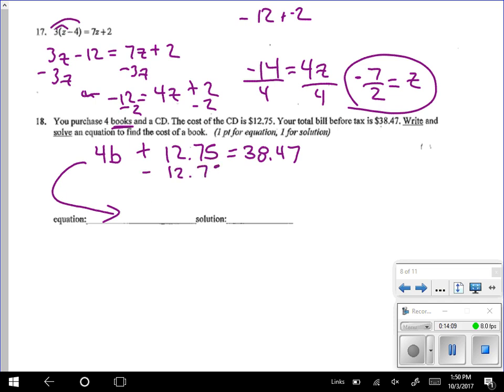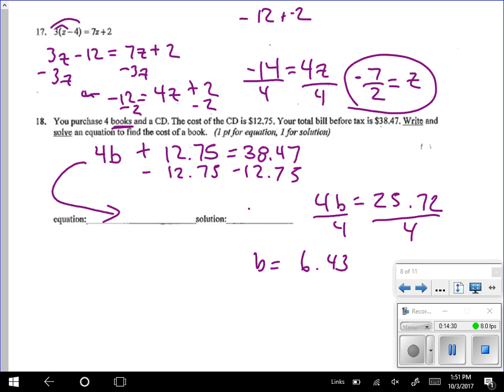So I'm going to subtract 12.75. Again, you are able to use a calculator. We have 4b equals 38.47 minus 12.75 gives us 25.72. Divide by 4. And each book would cost us $6.43. So you need both pieces there.